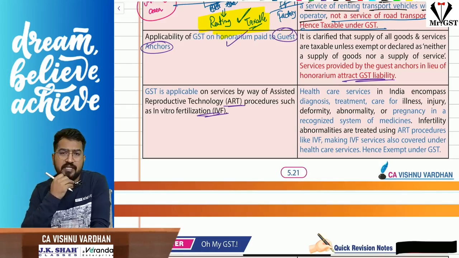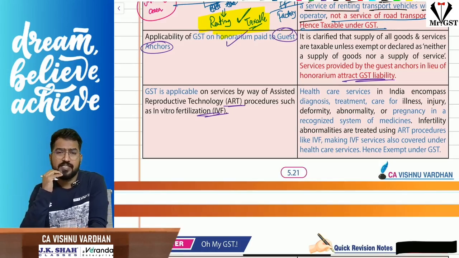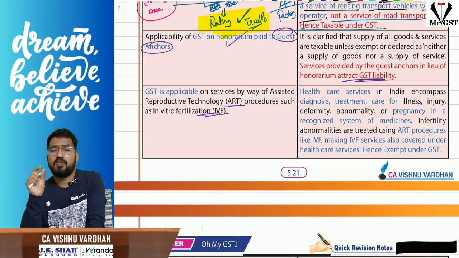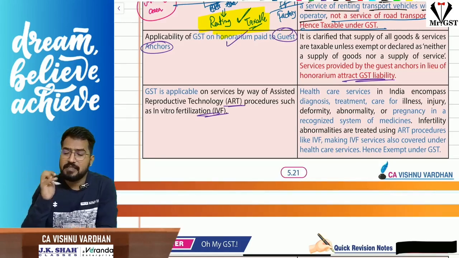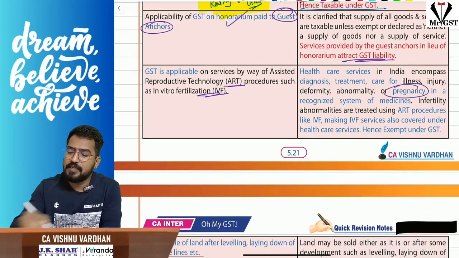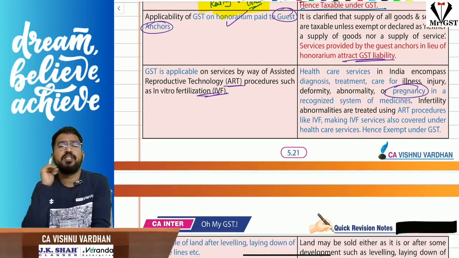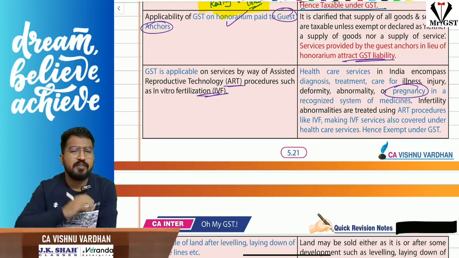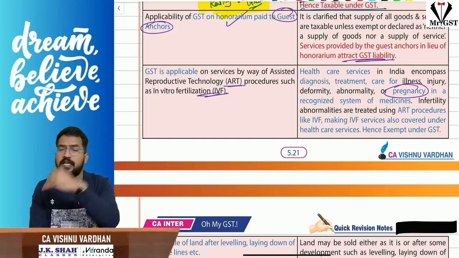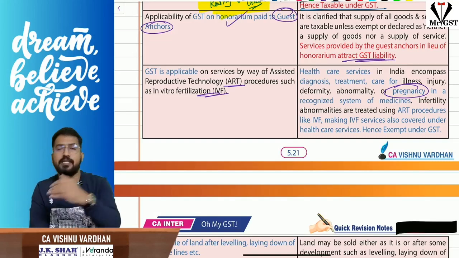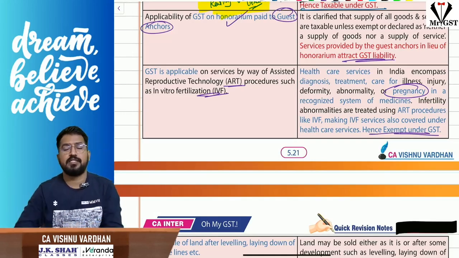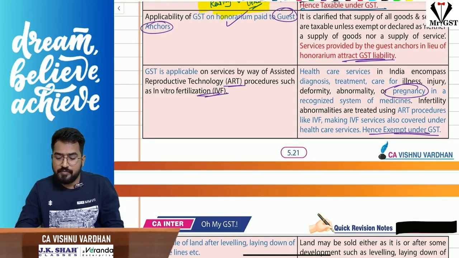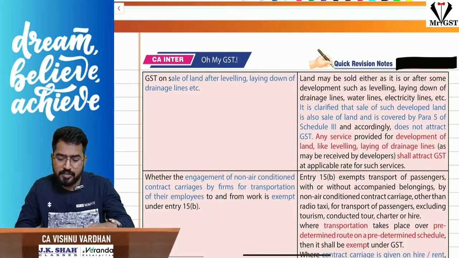Then the department has clarified, if you go through the healthcare service definition, we have clearly given diagnosis, treatment or care for illness, injury, abnormality, deformity or pregnancy. There is a word called pregnancy here, so it is very much covered within the meaning of healthcare service, and this IVF treatment is also for what? For pregnancy related issues itself. So it is covered under healthcare service and hence it is exempt under GST. Am I clear? Right, so that is the next clarification.